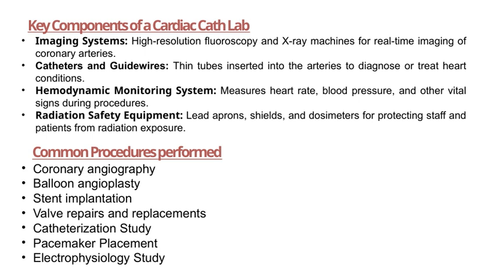Then there's the hemodynamic monitoring system. This equipment measures vital signs like heart rate and blood pressure throughout the procedure, giving us critical data to ensure patient safety and optimal outcomes. Radiation safety equipment is also vital. Lead aprons, shields, and dosimeters help protect both staff and patients from unnecessary radiation exposure, which is always a concern in these procedures. As for specific procedures, coronary angiography is one of the most common.